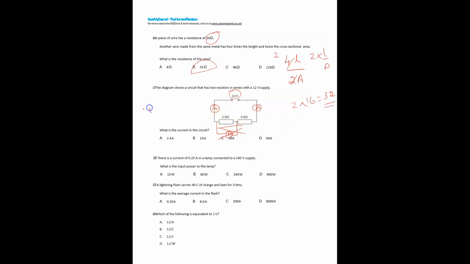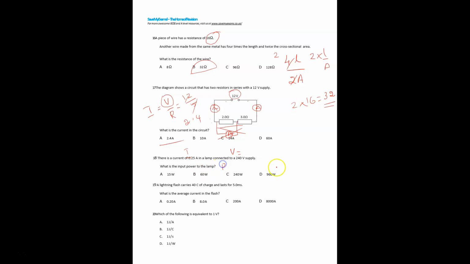So how do you find it? There is a formula, Ohm's law. I is equal to V over R. What is the voltage? 12. What is the resistance? 2 plus 3, which means 5, because it is a series connection. So 12 over 5 gives 2.4 ampere. There is a current of 0.25 ampere. So I is equal to 0.25, connected to 240 volt, so V is given.